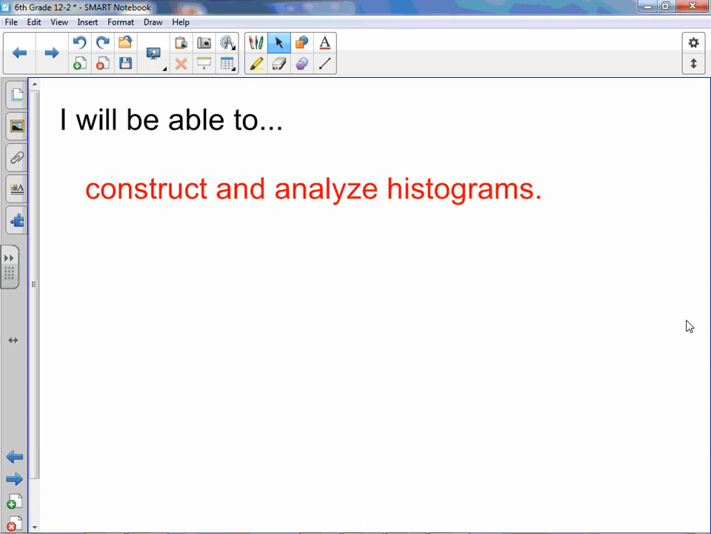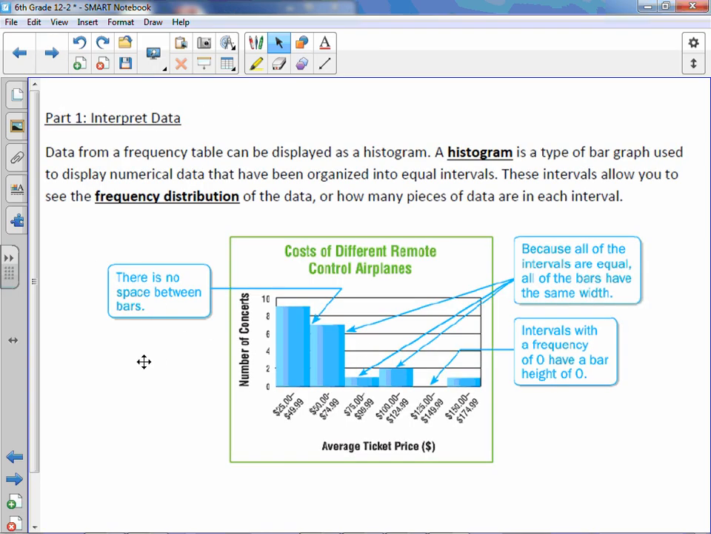Chapter 12, Lesson 2, Histograms. You will be able to construct and analyze histograms. Data from a frequency table can be displayed as a histogram. A histogram is a type of bar graph used to display numerical data that have been organized into equal intervals.